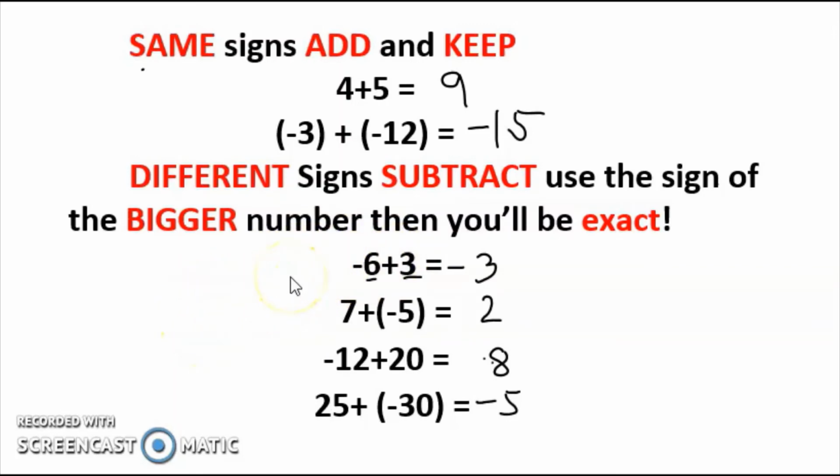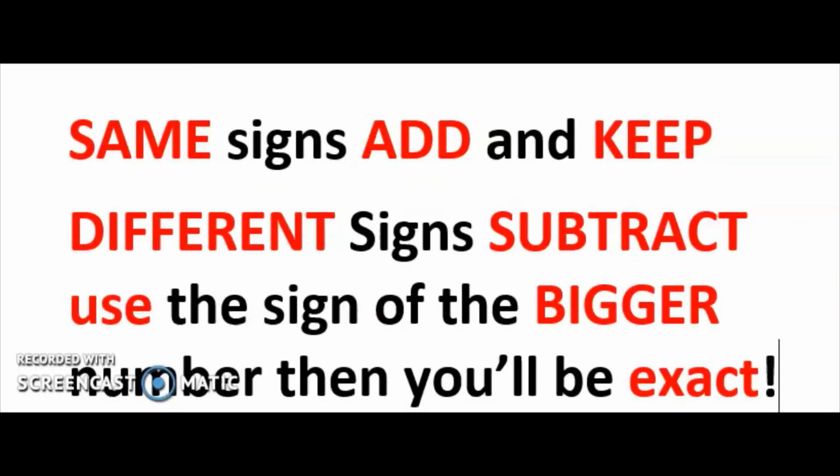Sige nga, kantahin ulit natin. Same signs add and keep, different signs subtract. Use the sign of the bigger number, then you'll be exact. Same signs add and keep, different signs subtract. Use the sign of the bigger number, then you'll be exact. Same signs add and keep, different signs subtract. Use the sign of the bigger number, then you'll be exact.